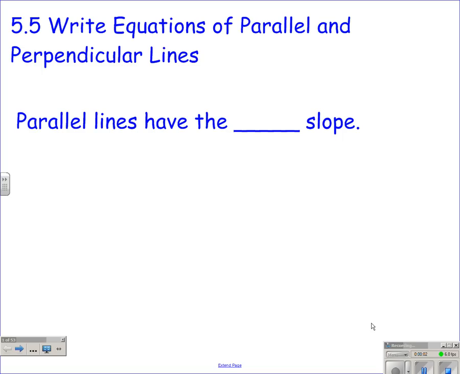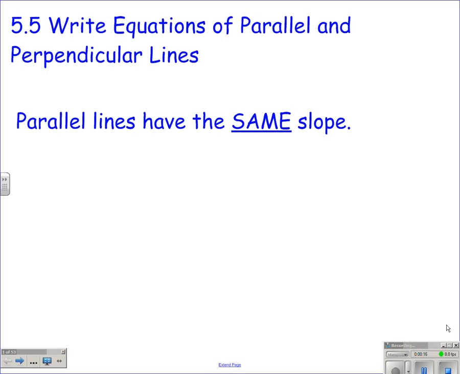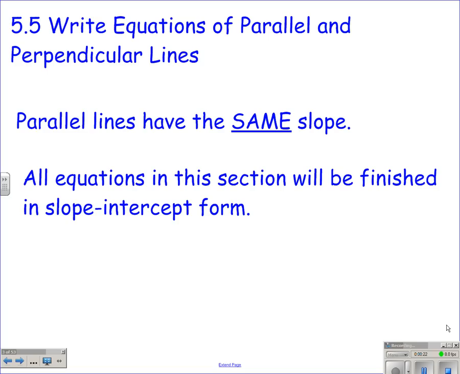Today we are working on section 5.5, which is to write equations of parallel lines and perpendicular lines. Parallel lines have what kind of slope? Parallel lines have the same slope. All equations in this section are going to be finished in slope-intercept form. That'll make it very easy for us to look at the slope.